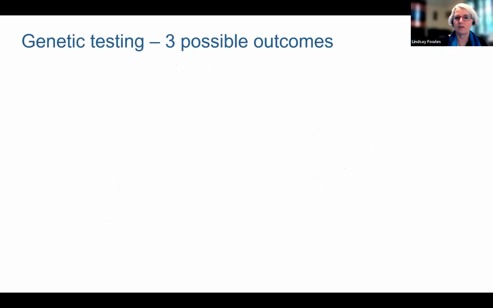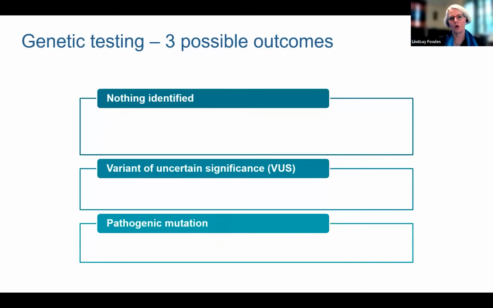So when we're talking about genetic testing, the thing we focus on is that there are three possible outcomes. And just as a quick overview, when we do genetic testing, what we might find as a result of that genetic testing is we find nothing. The situation is the situation we're in now. We know that there's a condition in the family, but we don't know what's causing it. Or a variant of uncertain significance, or a pathogenic mutation.